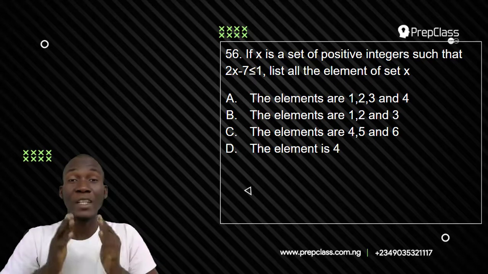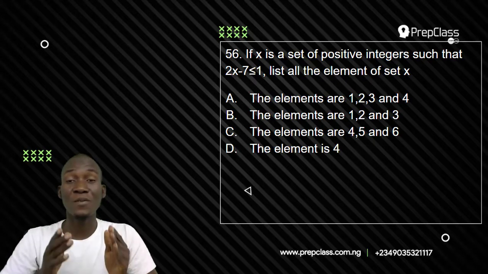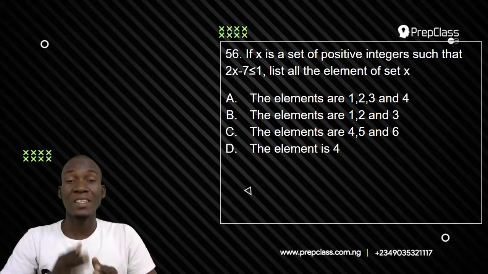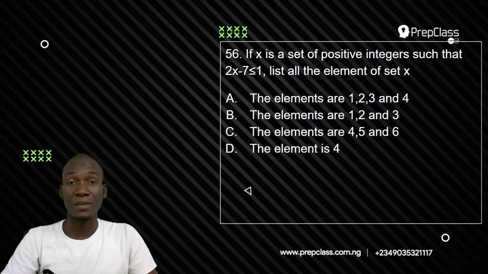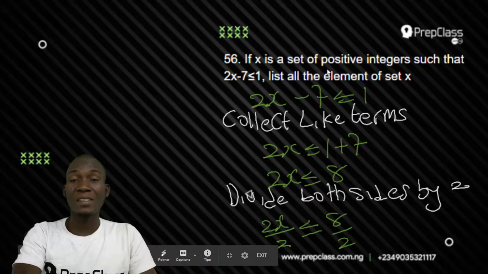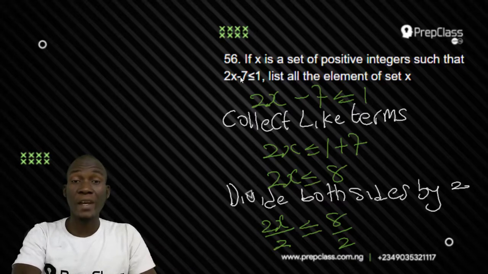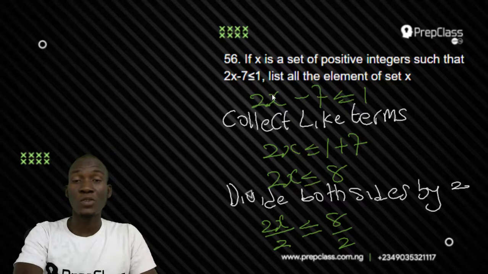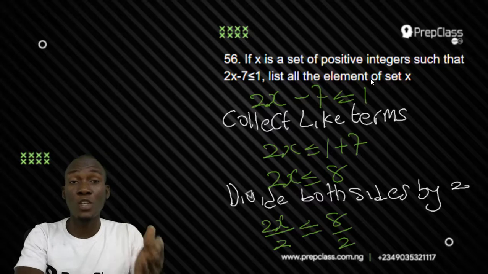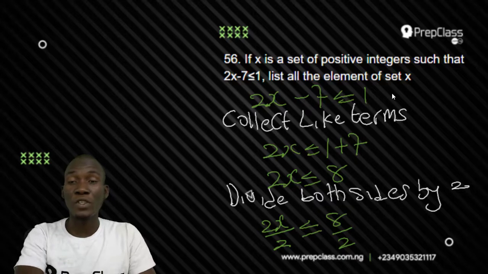Now this is a question on inequalities. So we have to solve to find the set of positive integers that will satisfy the inequality. So now, if x is a set of positive integers, so we have 2x minus 7 is less than or equals to 1. We are going to solve this the same way we solve simple algebraic equation. Now we start by collecting like terms. So when we collect like terms, we are going to have 2x less than or equals to 1. Minus 7 will move to the other side of the equation to change to plus 7. So now we have 2x less than or equals to 1 plus 7.